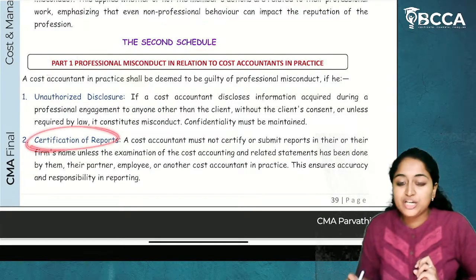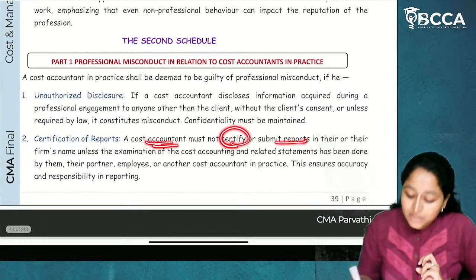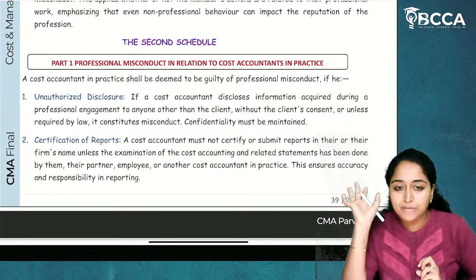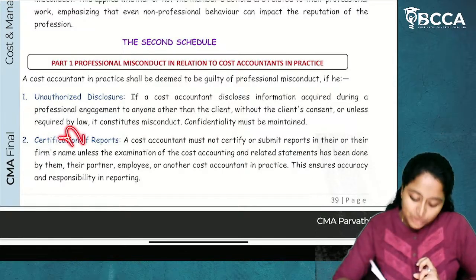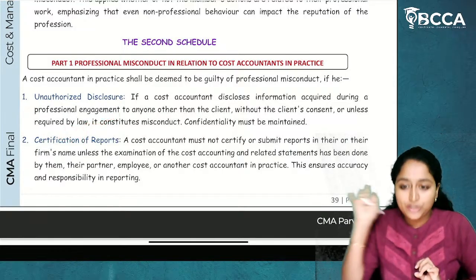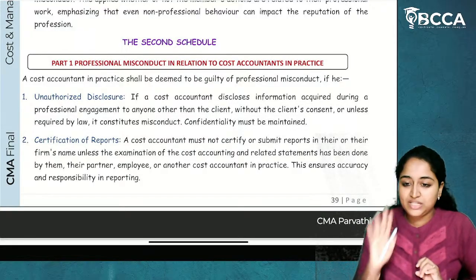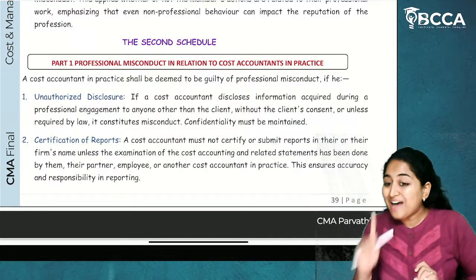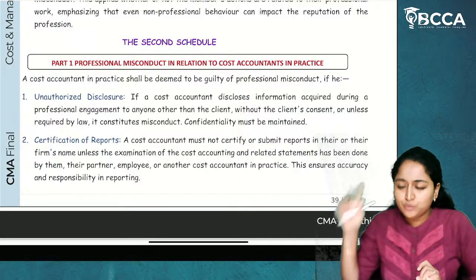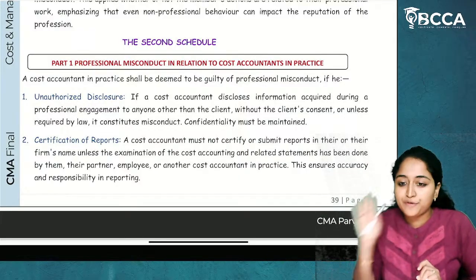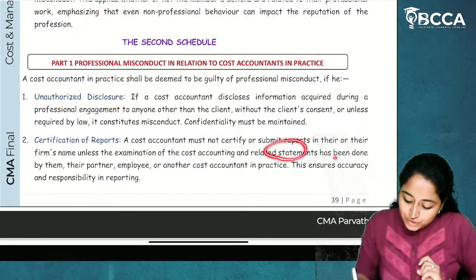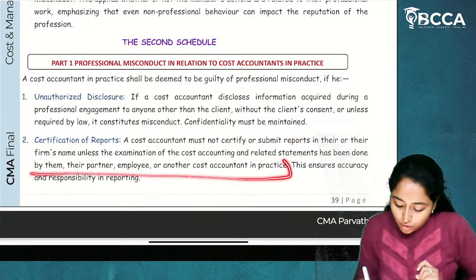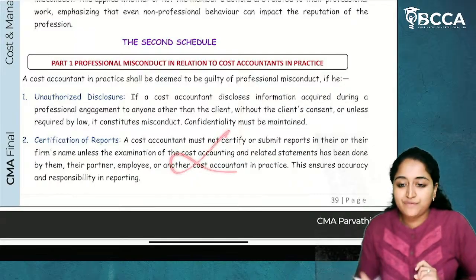I hope it's clear. Certification of reports. A cost accountant must not certify or submit a report in their or their firm's name unless they have done the examination. If you have examined it, then give your signature. If you have not examined it, then don't sign on that particular report. If you have done it, give the signature. If your partner has done it, give the signature. If your employee has done the verification, give the signature. Other than that, if any other unrelated person has done the verification and you are signing it, it is a professional misconduct. The statements must have been examined by them, their partner, their employee, or any other cost accountant in practice. If all these are done, then you can certify. If not, don't certify those reports.